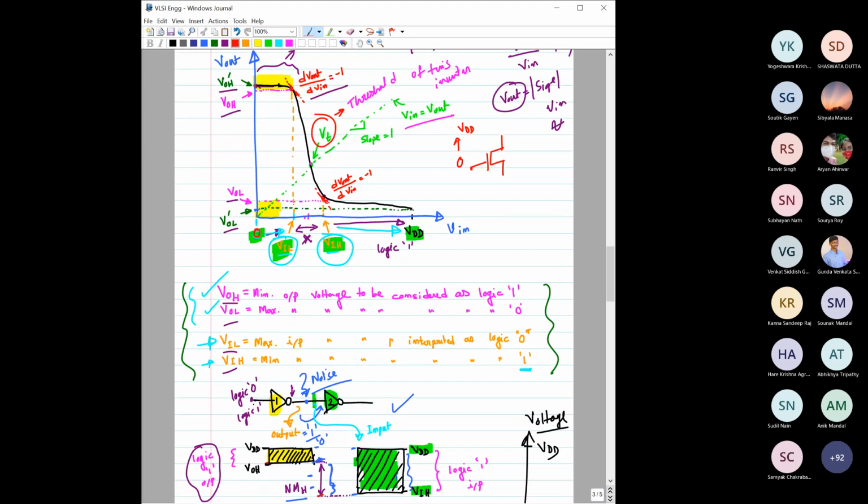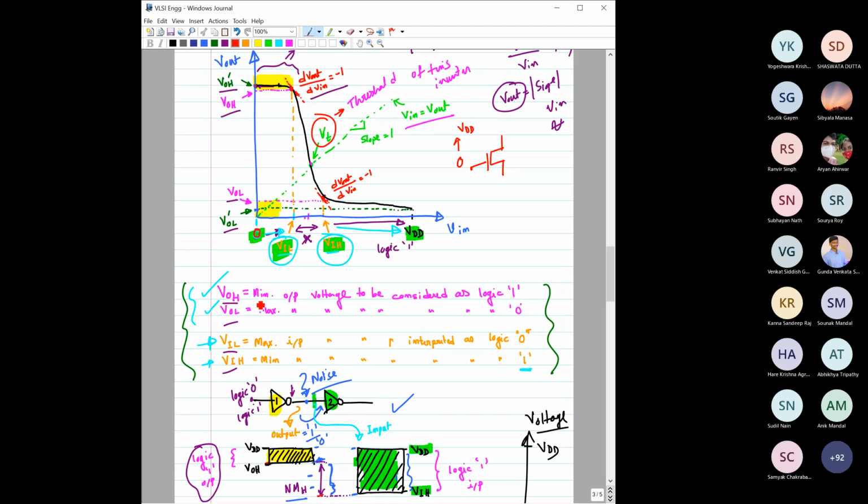We have also discussed that here the mod of slope would be less than 1, here the mod of slope would be greater than 1, and here the mod of slope would be equal to 1. Here again it will be less than 1. So only in the mid region the gain will be quite high, and we do not prefer to operate a digital gate particularly in this region.